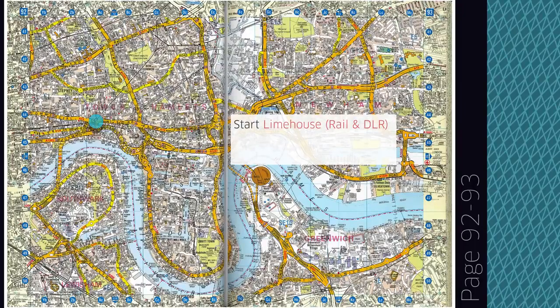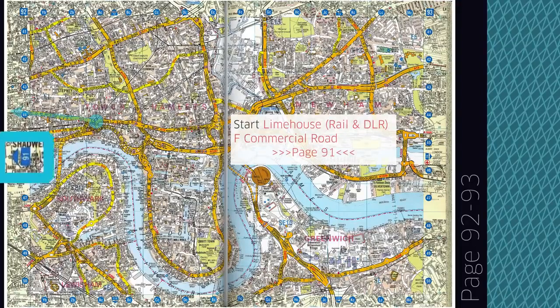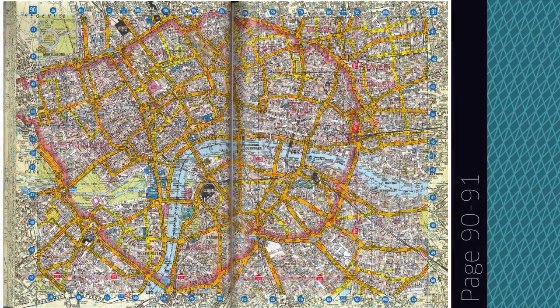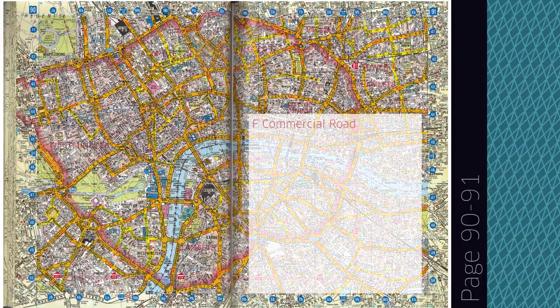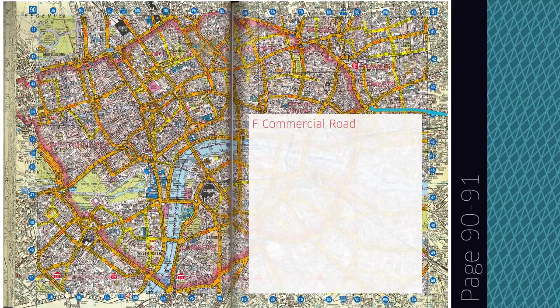We start our journey by writing start at Limehouse, DLR and Rail, and then write forward on Commercial Road. By using the page continuation symbol as we come off the page at the grid square of 44, we can pick up the road at the grid square of 44 on page 91. We can turn to page 91 to continue our route. On page 91, we write forward on Commercial Road.